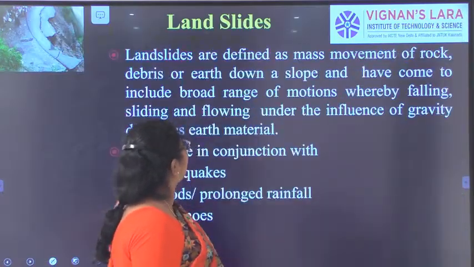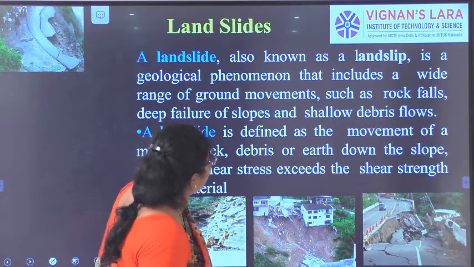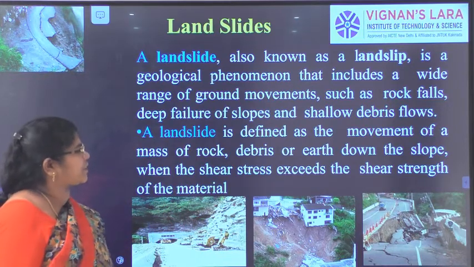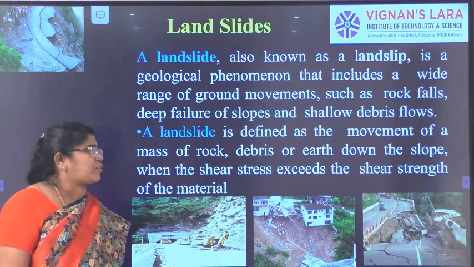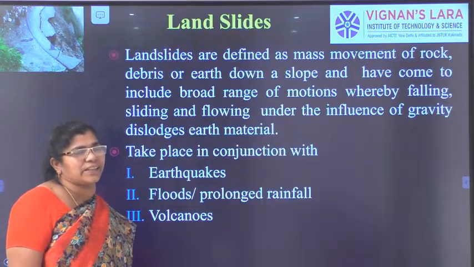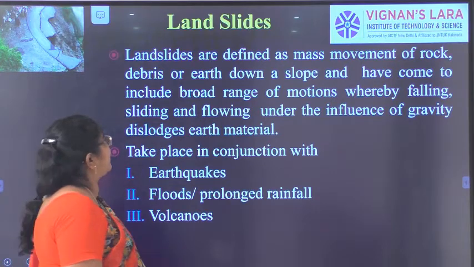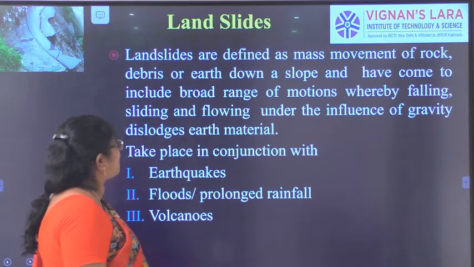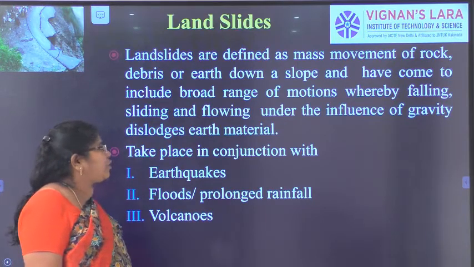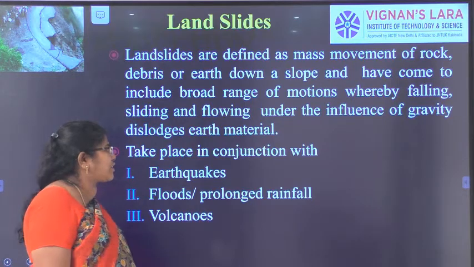So next, as a summary of this landslide: a landslide is a geological phenomenon that includes a wide range of ground movements such as rock falls, deep-seated slow slides and shallow debris flows. And as geotechnical people, we say shear stress exceeds the shear strength. Landslides are defined as the mass movement of rocks, debris or earth down a slope, and include a broad range of motions, whereby falling, sliding or flowing under the influence of gravity.